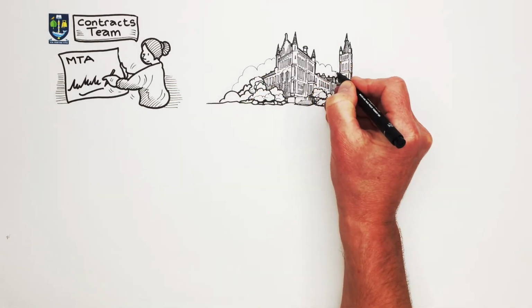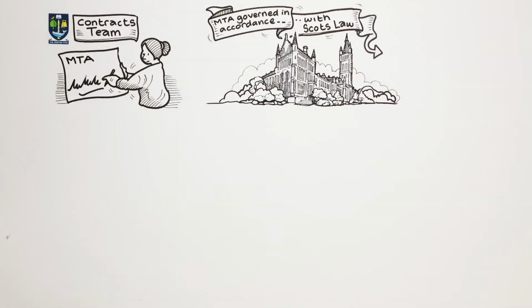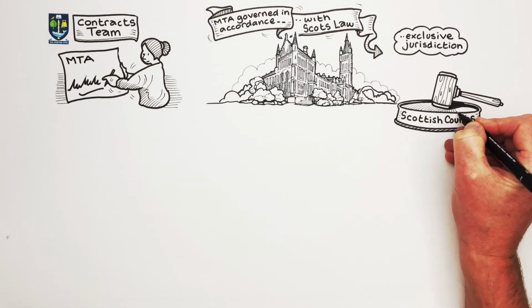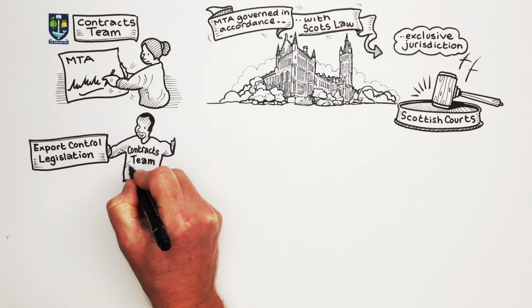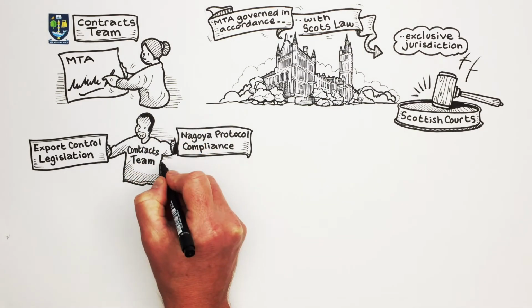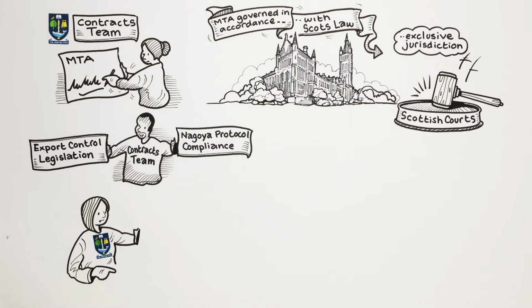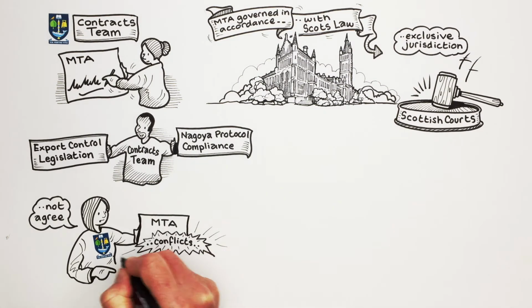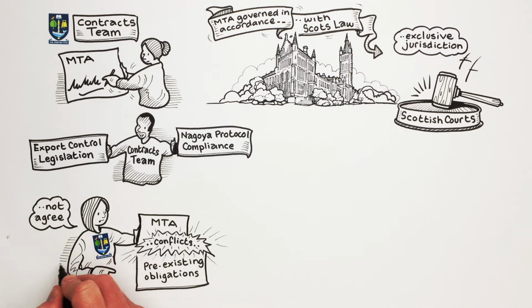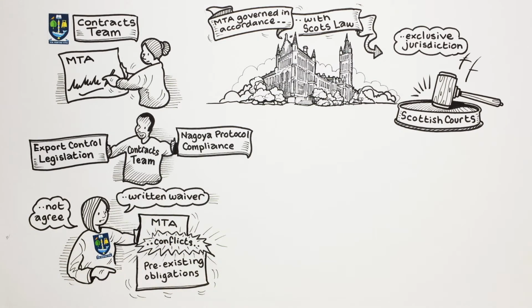The university will, in the first instance, seek that an MTA is governed in accordance with Scots law and that parties submit to the exclusive jurisdiction of the Scottish courts. The contracts team can also advise on export control legislation of materials, as well as Nagoya Protocol compliance for the fair and equitable sharing and utilisation of genetic resources. The university will not agree to an MTA that conflicts with any pre-existing obligations to research sponsors and any other third parties without a written waiver obtained from the party with pre-existing contracts.